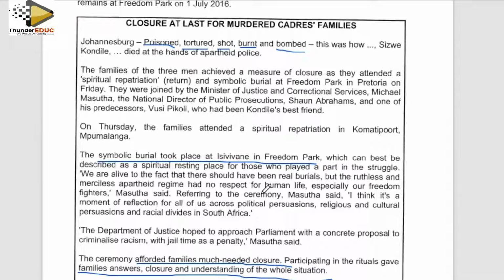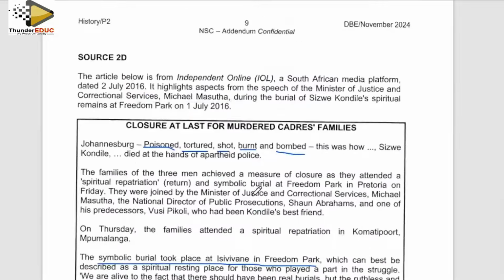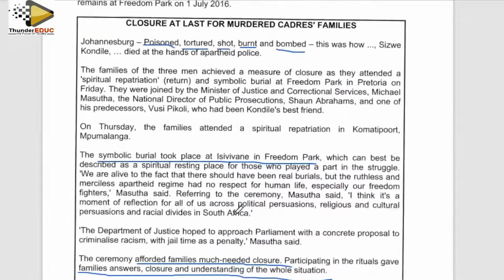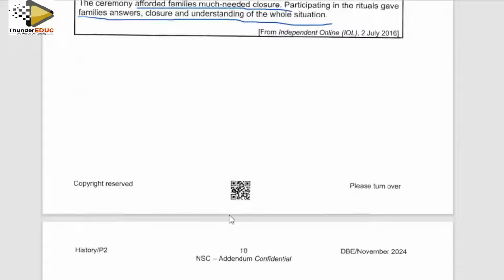And remember, you must show the contrast in the appropriate way. Source 2D says Kondile was buried by barbarians, which is different from source 2D, which says there was symbolic burial which took place in Freedom Park. That is how you differentiate those two sources.